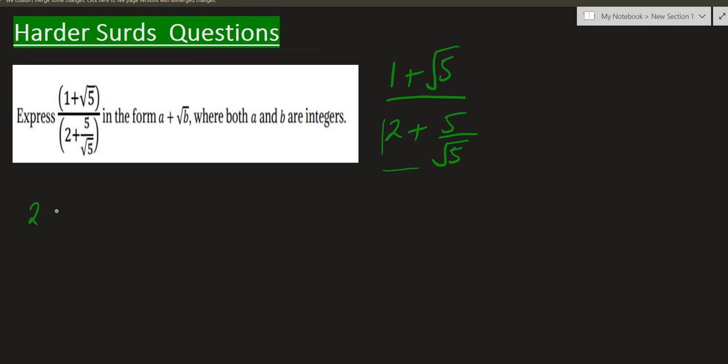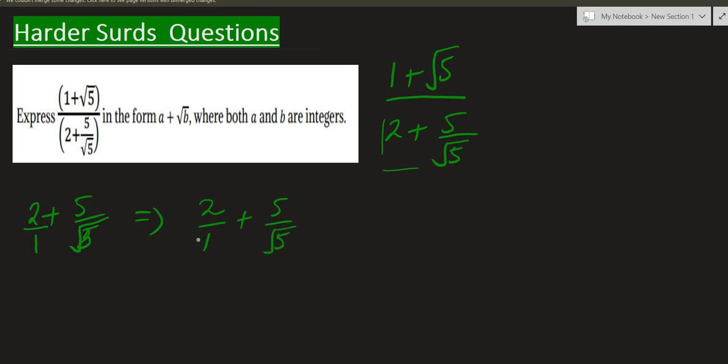So I'm gonna say 2 plus 5 over root 5. So same, we need to make the same denominator. There's other way to do this as well. So there's a 1 here, so there's a root 5. So I'm gonna do the root 5 both sides. So I'm gonna write in the next line 2 over 1 plus 5 over root 5.